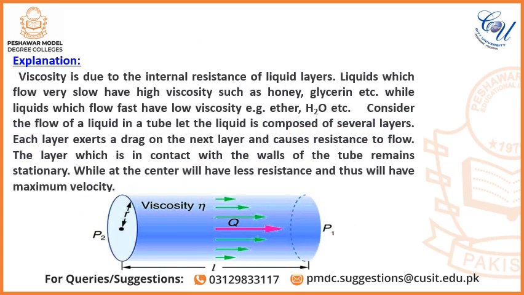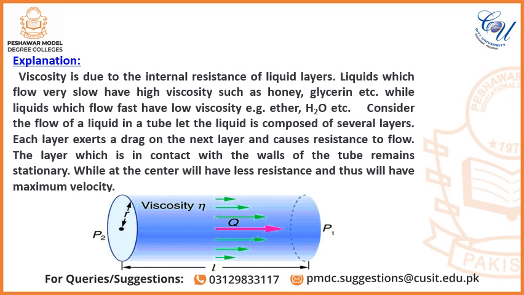Now, explanation of viscosity. Dear students, as we know that viscosity is due to internal resistance of liquid layers. Liquids which flow very slowly have high viscosity, such as honey, glycerine, etc., while liquids which flow fast have low viscosity, for example ether, water, etc.